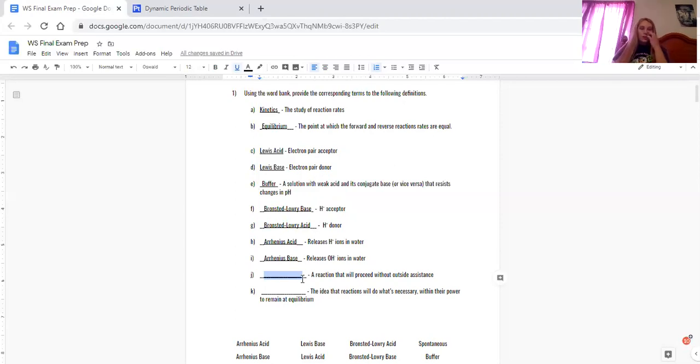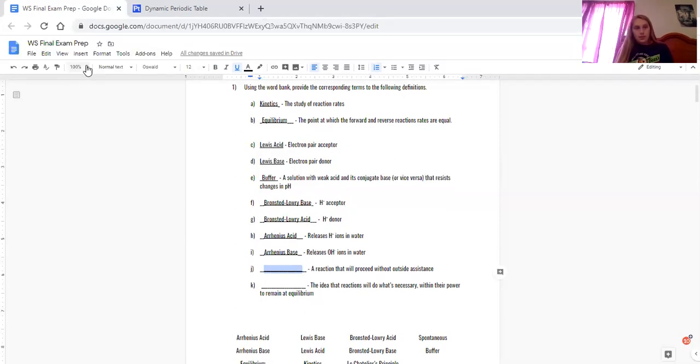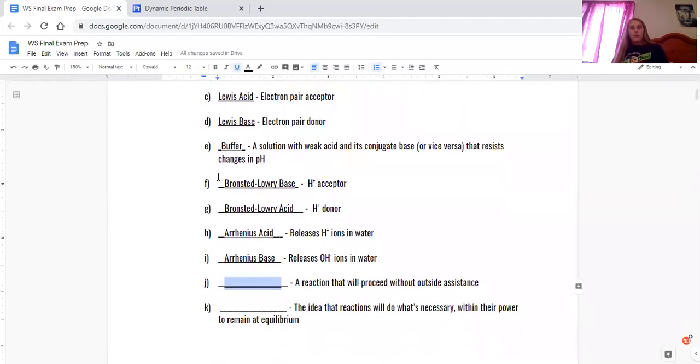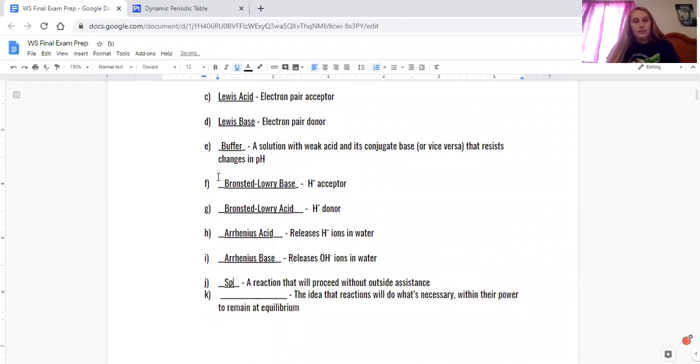Now we're going to look at what is a reaction that will proceed without outside assistance. A reaction that will proceed without outside assistance, and that's going to be spontaneous.